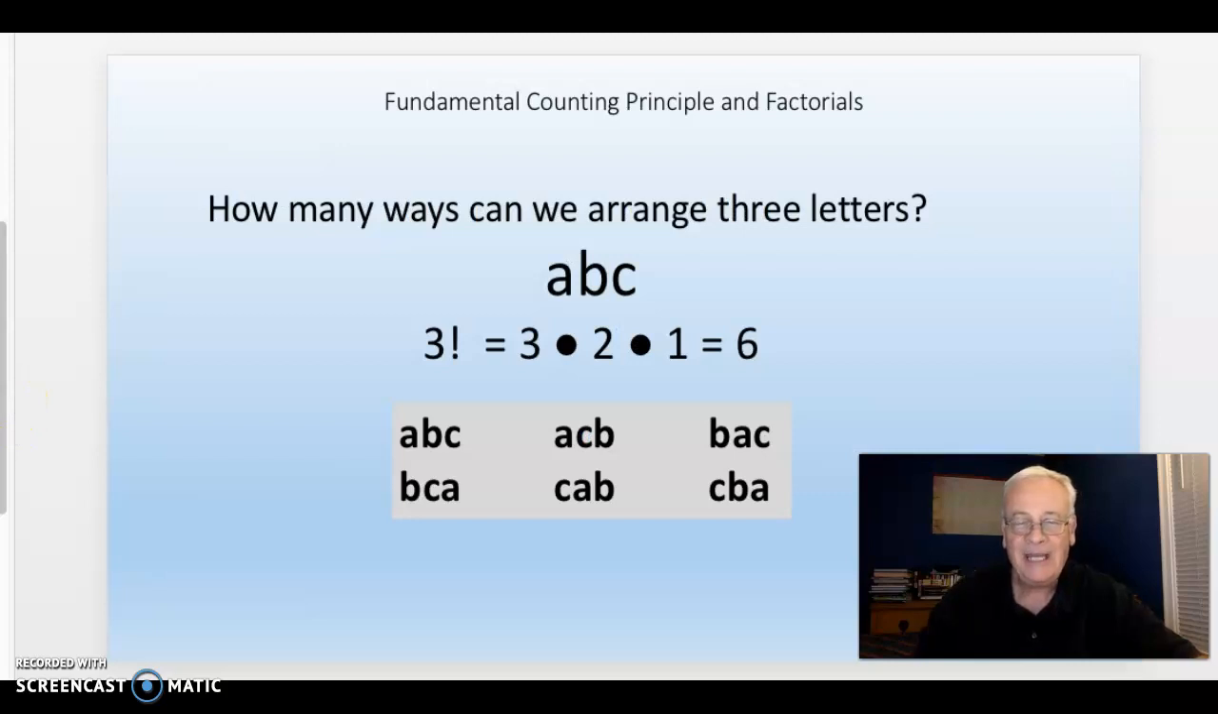So again, as an example, how many ways can I arrange 3 letters, A, B, C? Well, 3 factorial is 3 times 2 times 1. There are 6 ways to arrange 3 letters. And here are the 6 ways right there. I just show it to you as an example. It's a simple example, so you can actually see all 6 ways.